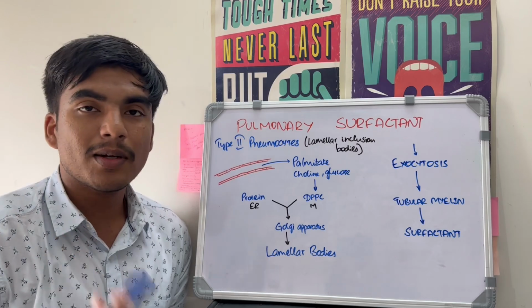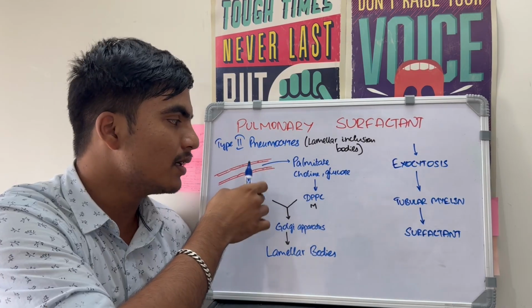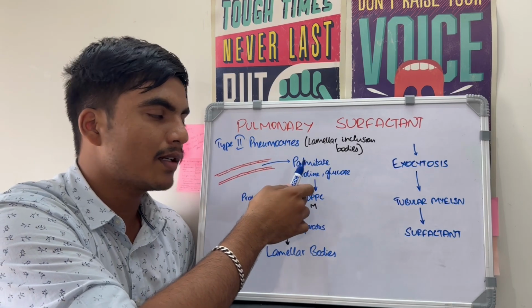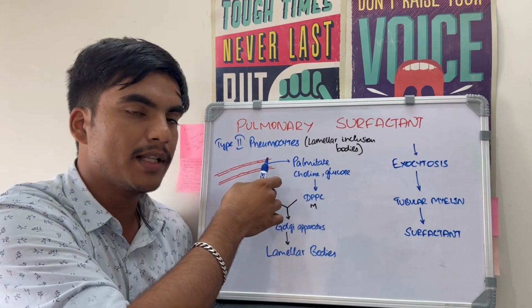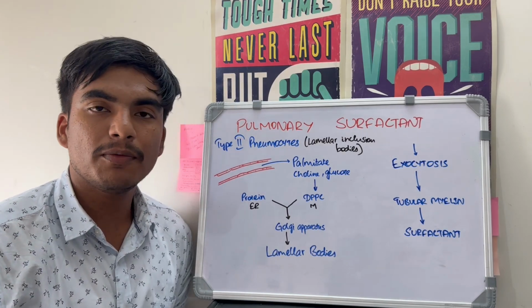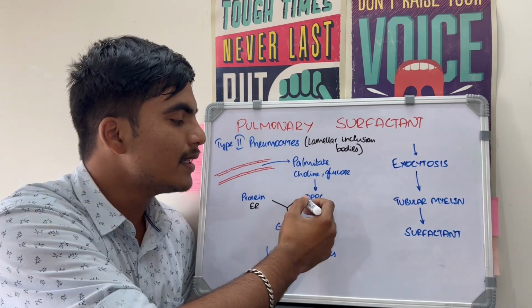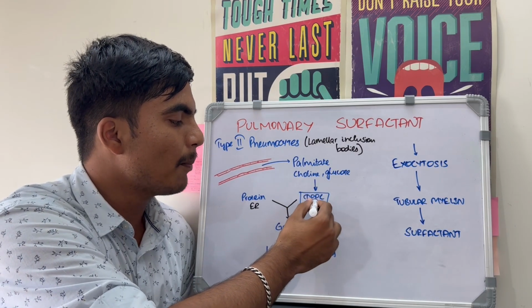One of the major histological findings of type 2 pneumocytes are lamellar inclusion bodies. From the circulating blood, palmitate, choline and glucose are taken up by the type 2 pneumocytes to form DPPC. So what is DPPC again? Dipalmityl phosphatidylcholine. It's also called as dipalmityl lecithin. This dipalmityl lecithin is formed in mitochondria.